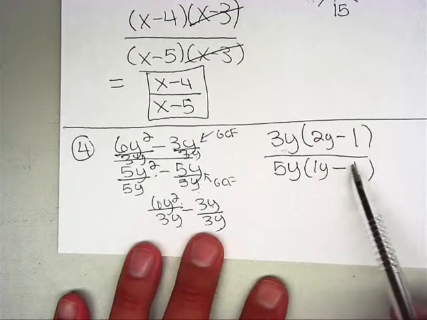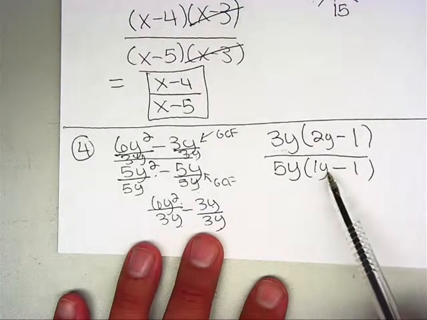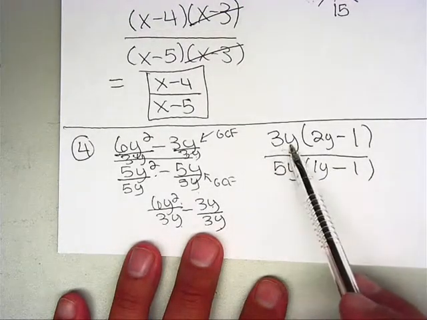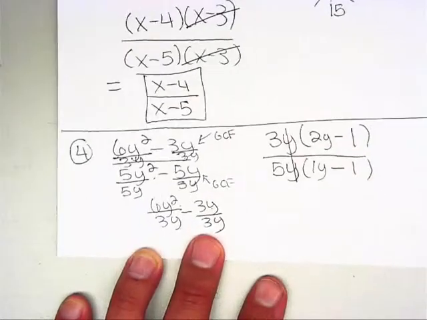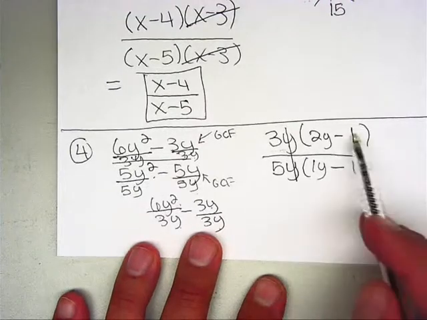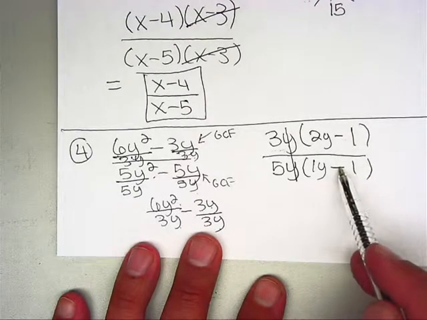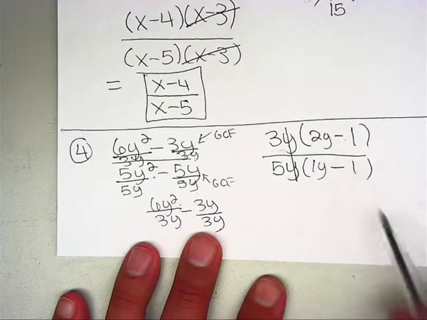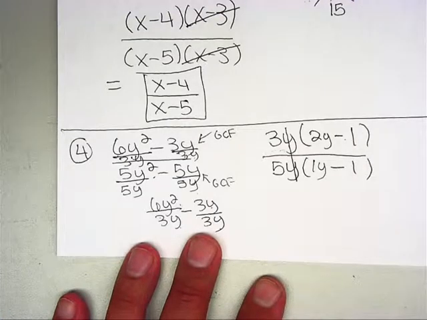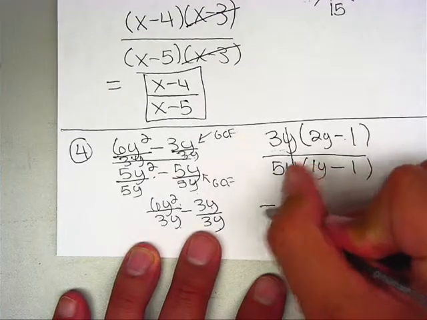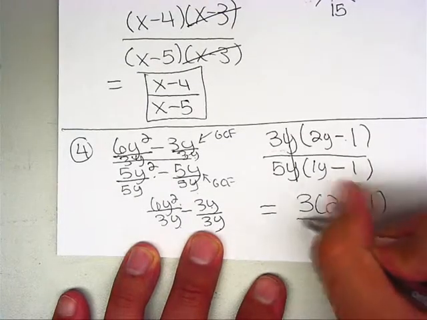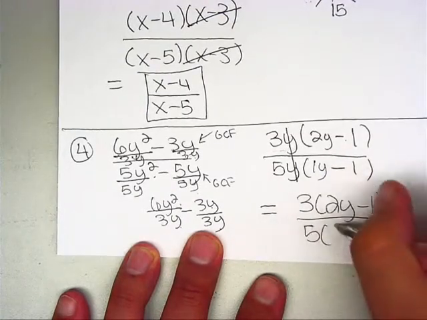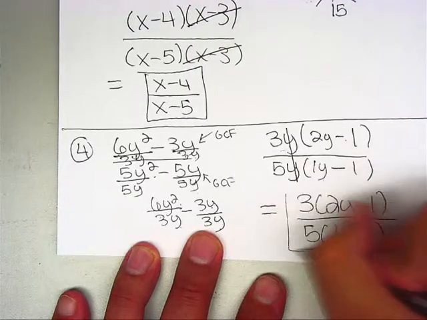Now that I've factored out greatest common factors, I'm looking to see what can cancel. The only thing that cancels in this problem is the y and the y. The ones don't cancel because they're attached to the minus signs. If they're attached to a minus or a plus, you can't cross them out. There's no more simplifying I can do, so the answer is 3 times 2y minus 1 over 5 times 1y minus 1, and there's our answer.